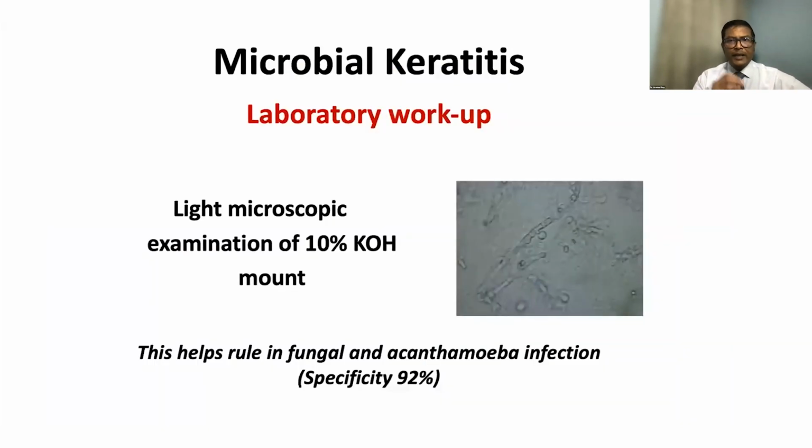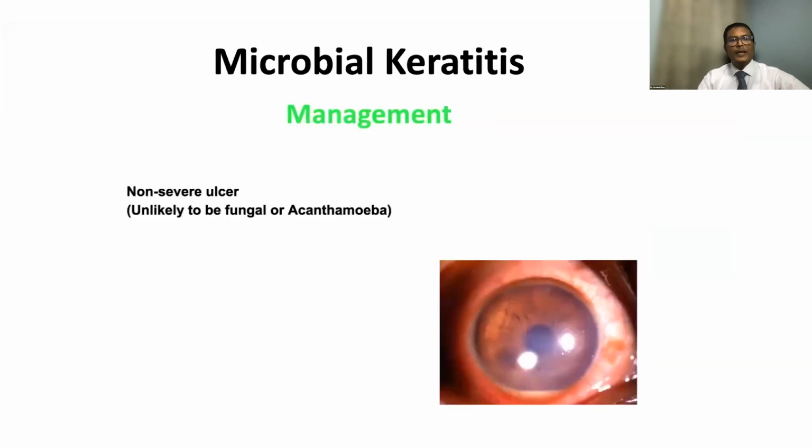So a basic workup that anybody can do even without access to microbiology is to perform a light microscopic examination with a 10% KOH on a simple slide and put a cover slip. This is a very specific test, meaning that it has a specificity of 92%. It very easily helps to rule out any fungal or Acanthamoeba infection.